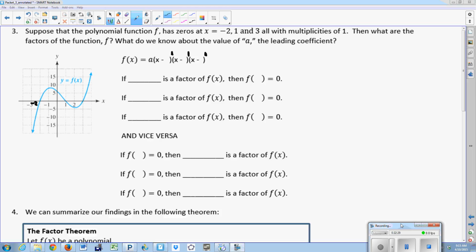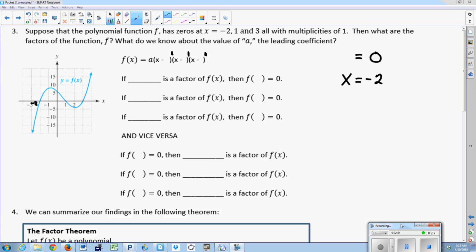So what do we know the factors of the function are? If we work our way backwards, if x equals -2, this is telling me that this was a 0. So originally it came from something that looked like that. So how do I work that equation backwards to get 0? What could I do to both sides?